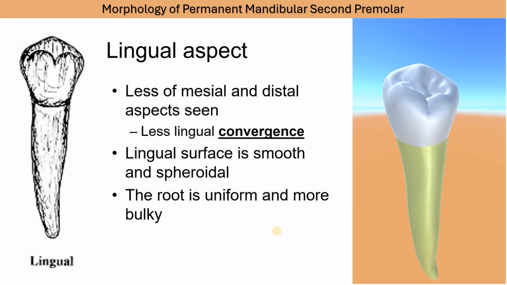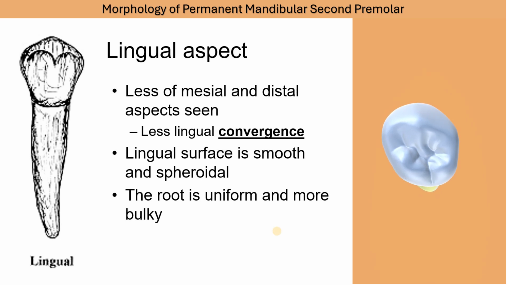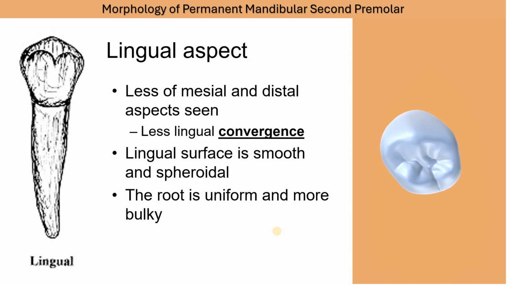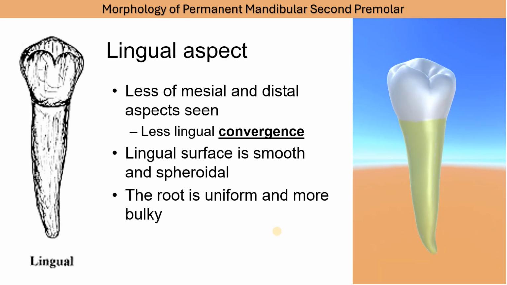Let's continue with the lingual aspect. The lingual aspect does show some convergence. So if you see from the occlusal side, you can see that both the sides have a convergence towards the lingual surface. Although it's not so prominent as that of the first premolar, you can see some portion of the mesial and the distal surfaces from the lingual aspect. The lingual surface is smooth and spheroidal, and the root is bulky, forming a small apical tip, which may go more mesially in certain cases, but usually it is on the distal side.